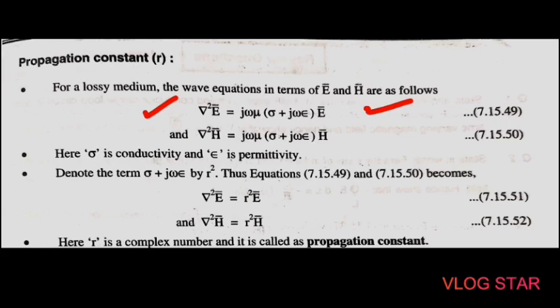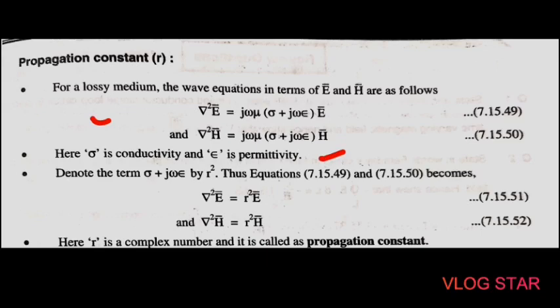For a lossy medium, the wave equations in terms of E bar and H bar are as follows. In terms of E bar, it is given by ∇²E bar = jωμ(σ + jωε) E bar, and for H bar, the wave equation becomes ∇²H bar = jωμ(σ + jωε) H bar. Here σ is the conductivity and ε is the permittivity.